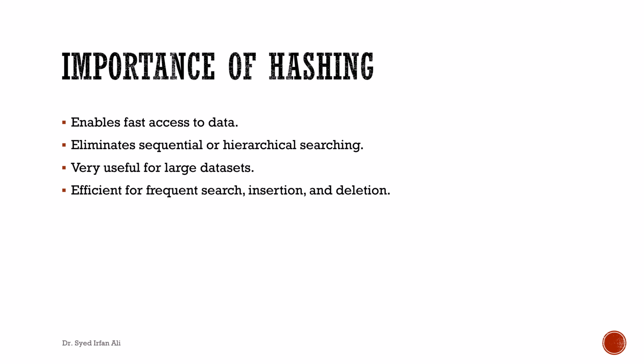Hashing is very important in data structures. It avoids slow searching methods like linear search or tree search. Hashing is very useful when we work with large amounts of data. It is mainly used when we need fast search, insertion, and deletion operations.